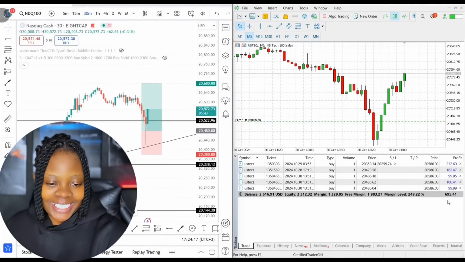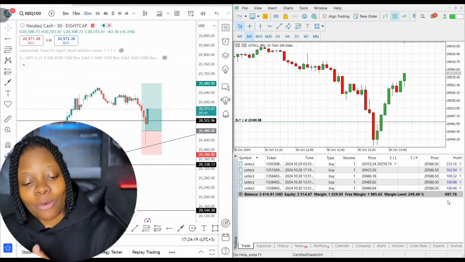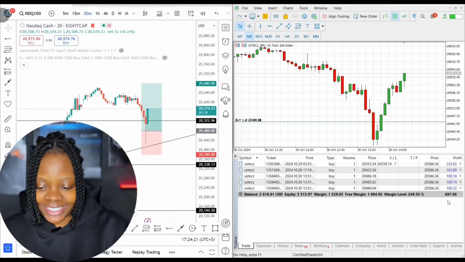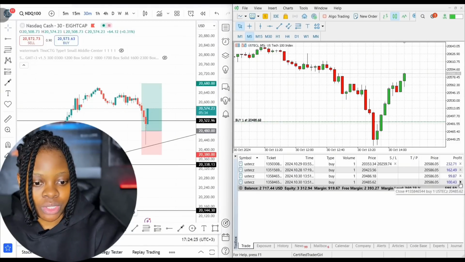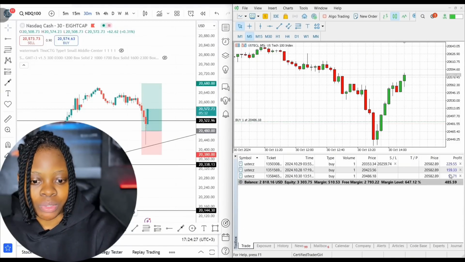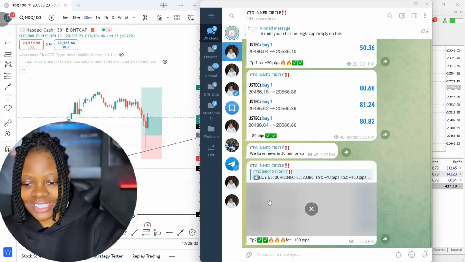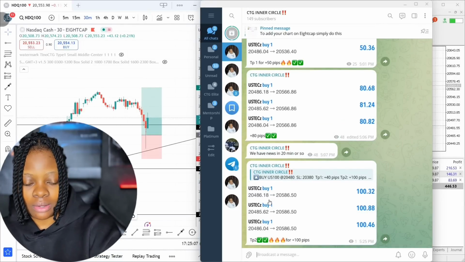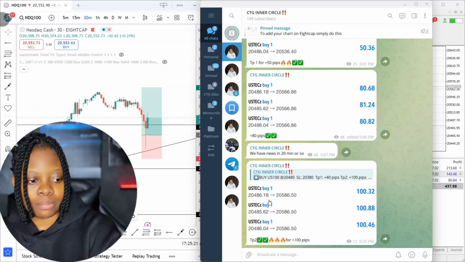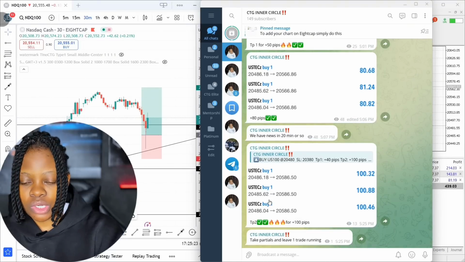Absolutely beautiful. You can clearly see that. Yes sir, we have it, 100 pips, and yo, I am done. Right, let me just close most of my trades. Let me just close like 3 trades here and update. Obviously I love the updates, so we're going to update the inner circle. 100 pips hit. So right now let's just close, take partials, and let's leave one trade running.